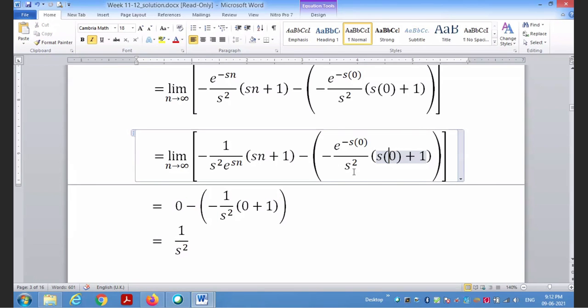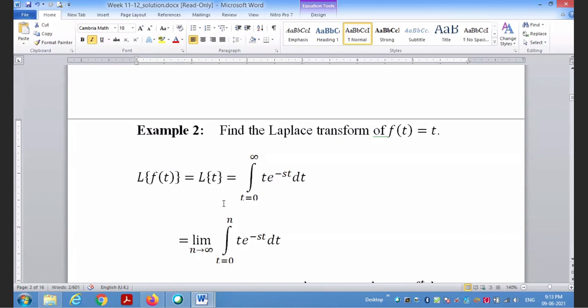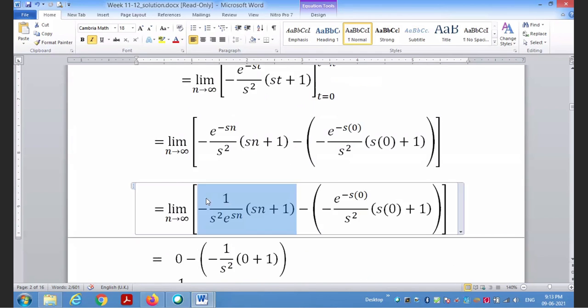And then these terms, when you take the limit, this term will go to 0. Why? Because this n is very huge. The e power of a huge number becomes a very huge number. 1 divided by a very huge number will go to 0. So this term will go to 0. I mean, we have 0 minus 1 over s squared times 0 plus 1. I mean, minus becomes plus. We have 1 over s squared. So the Laplace transform of t is equal to 1 over s squared.